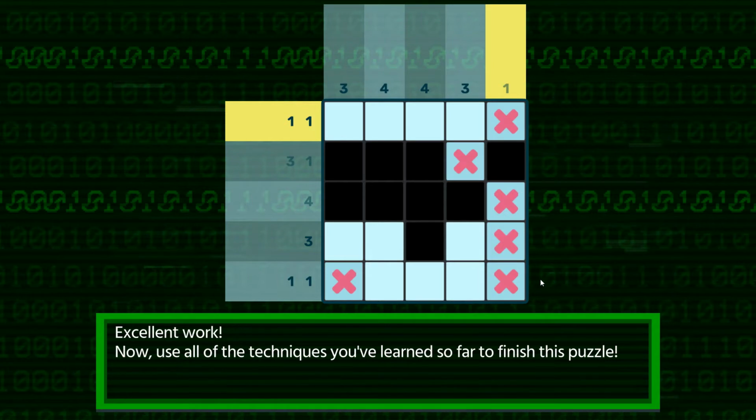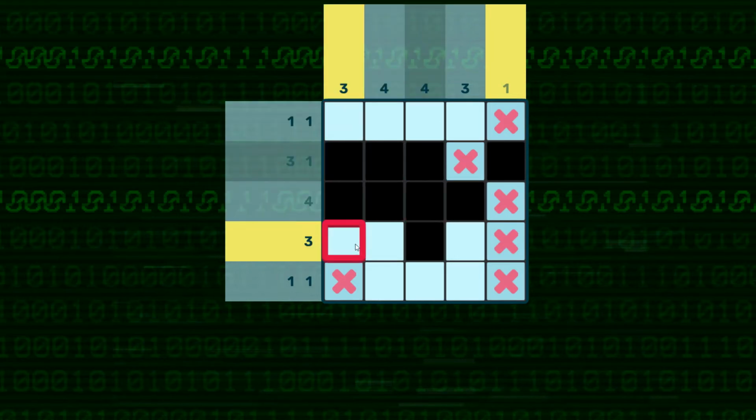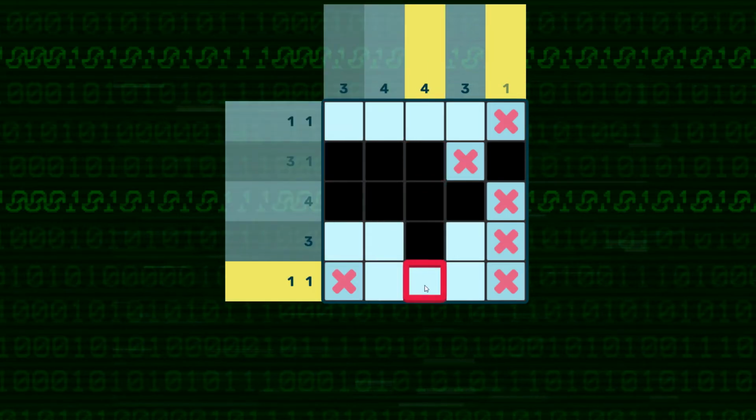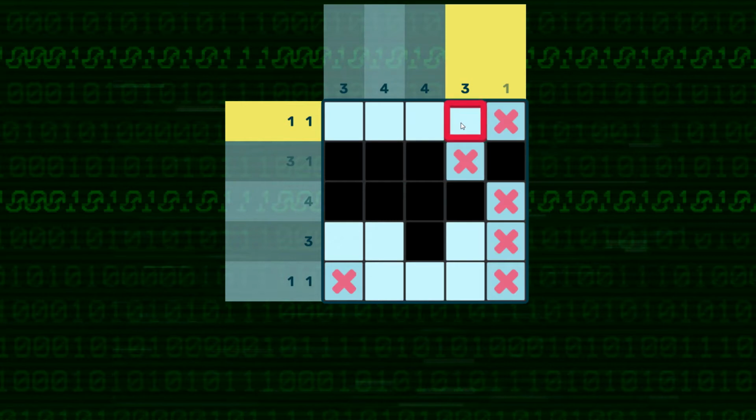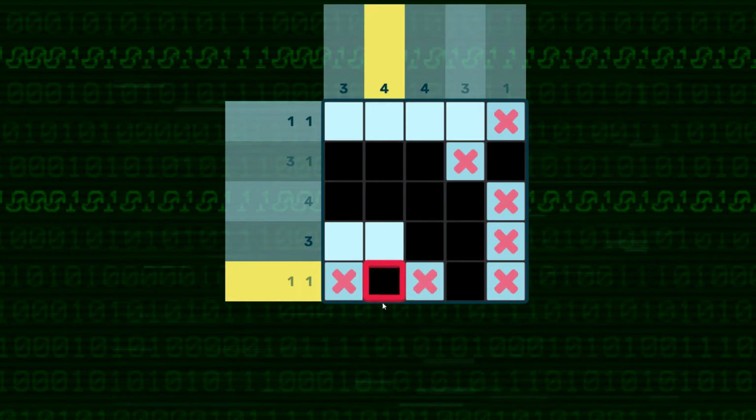Now use all of the techniques you've learned so far to finish this puzzle. Alright, we will do just that. These both need 4. Let me think about this. These need 3 connected and they can't go up, so this needs to go down. Therefore, there needs to be a space in here because there's 2 different 1 blocks. Therefore, this needs to be black.